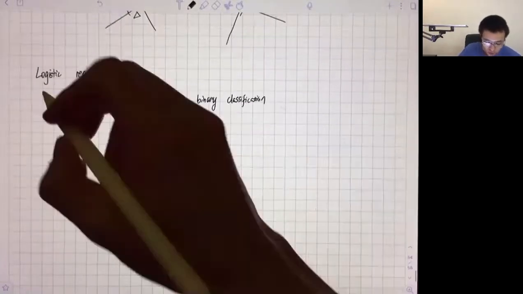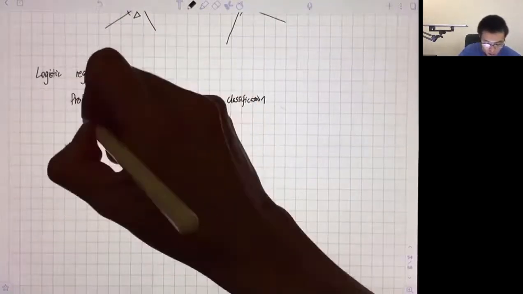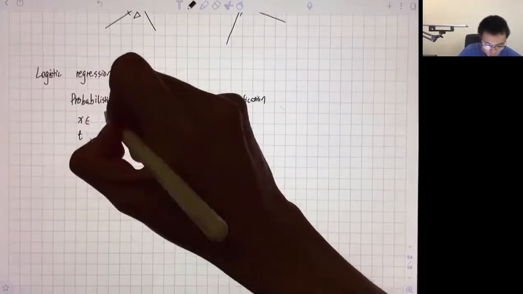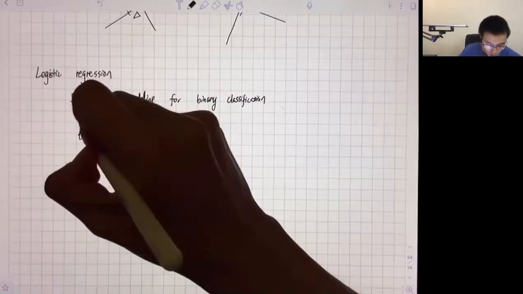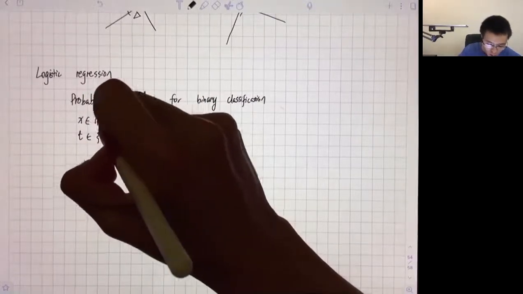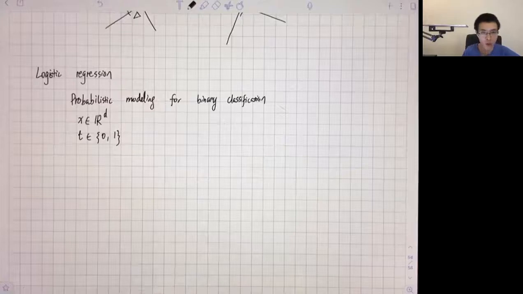So now we know the target. Consider the input. Let's assume my input is a d-dimensional vector, and my target is a categorical variable. It's either 0 or 1. A distribution that captures a two-point categorical variable, especially if the categories are 0 and 1, is known as the Bernoulli distribution.